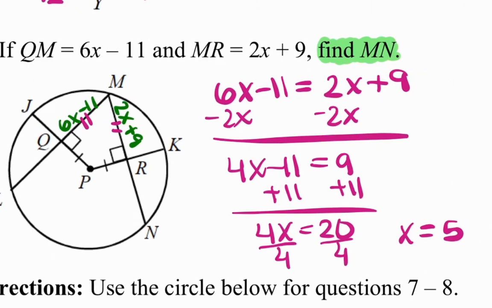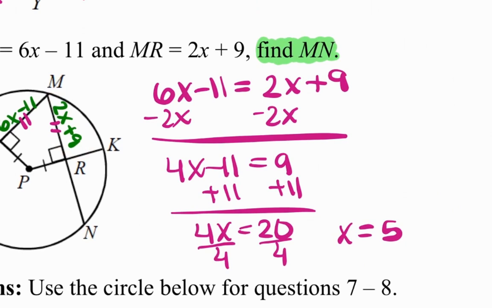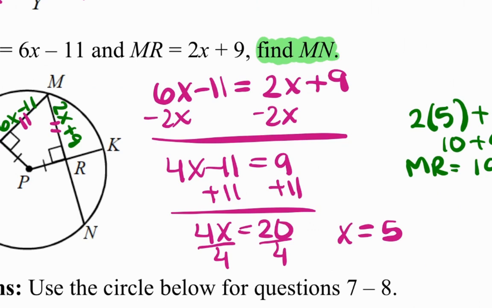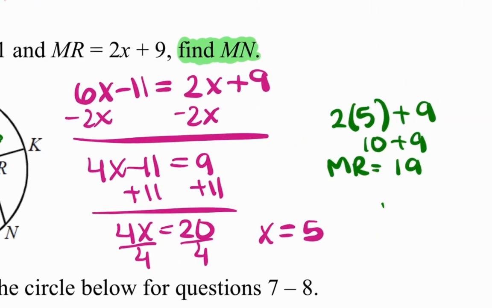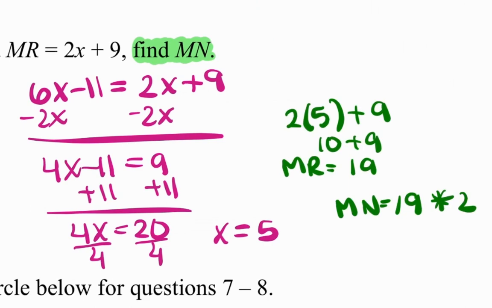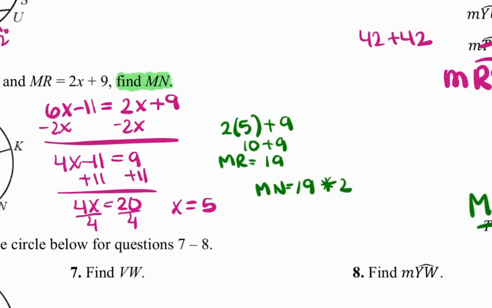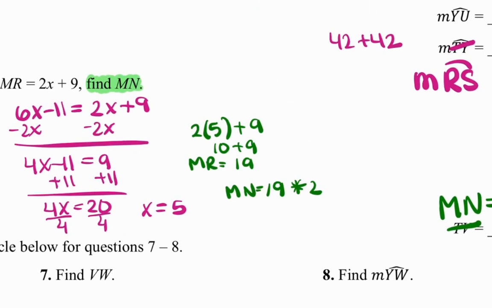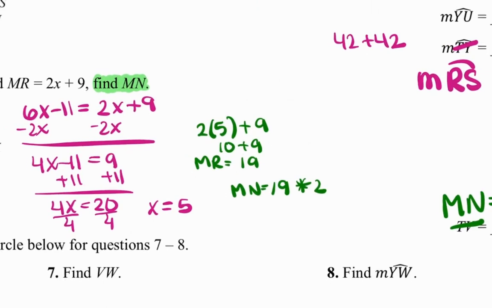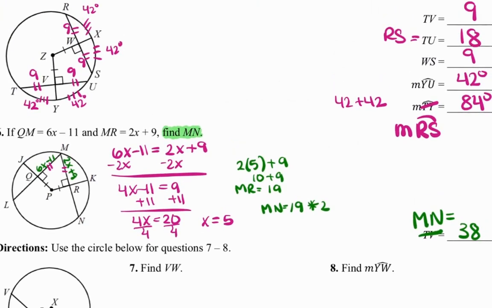Now we want to find MN, so I'm just going to plug in for MR. So 2 times 5 plus 9. So 10 plus 9. We get 19 for MR, but we need MN. So we do 19 times 2. So MN is 38. Okay, so if you need to pause if I went too fast, write that in.